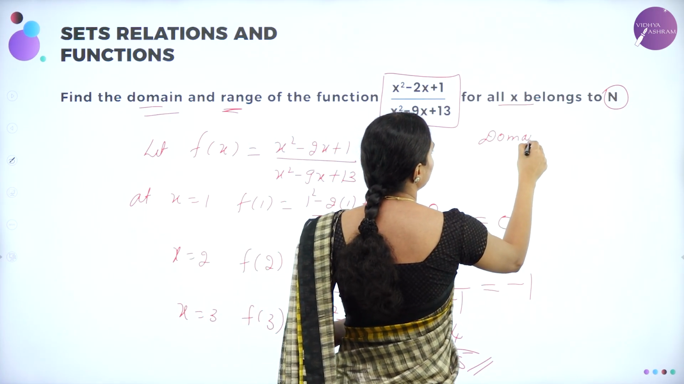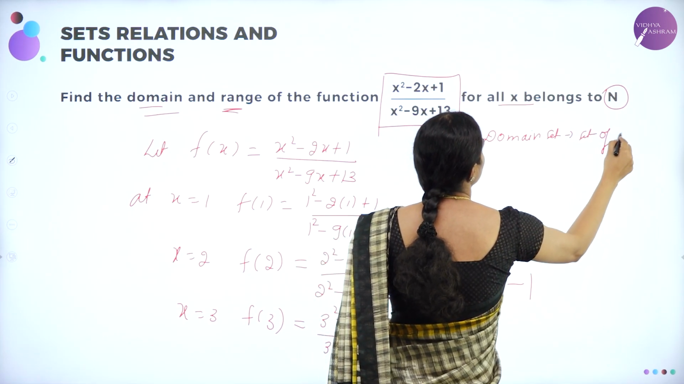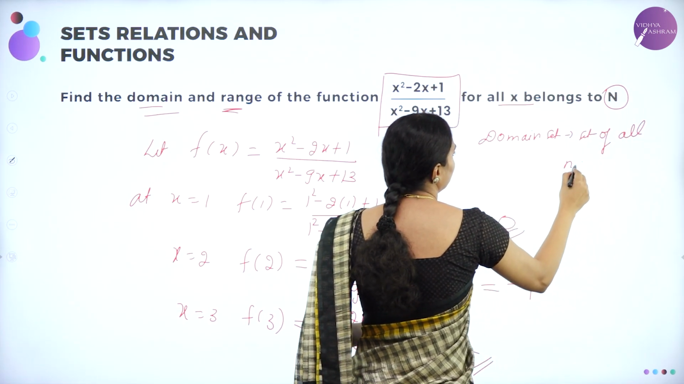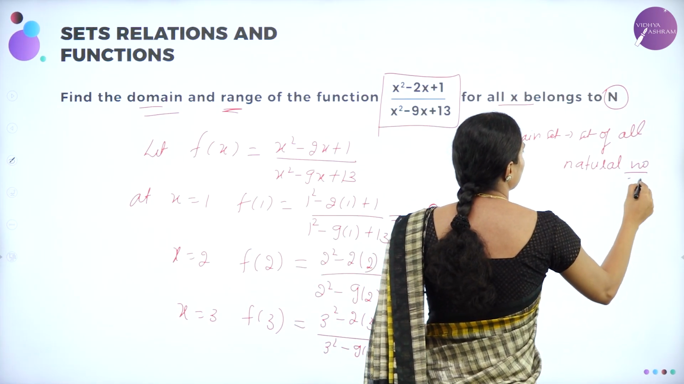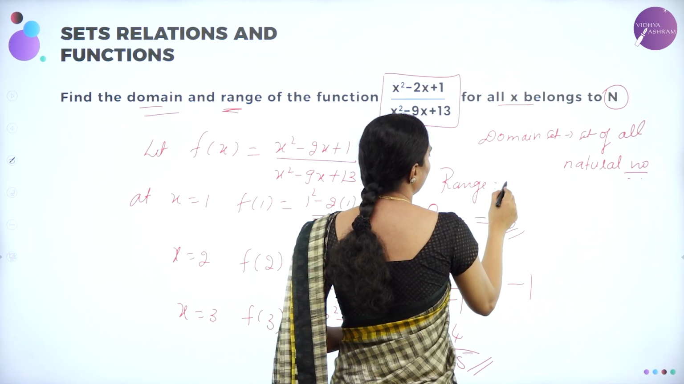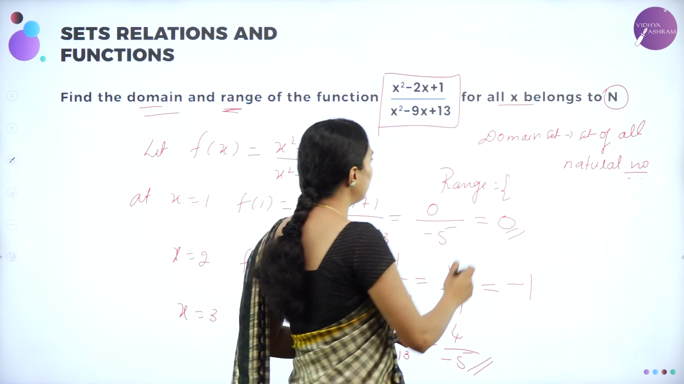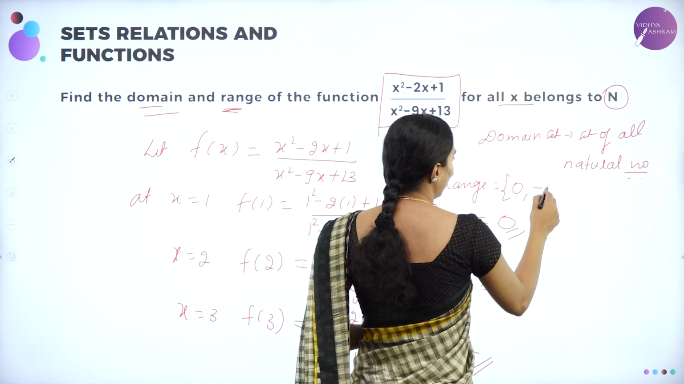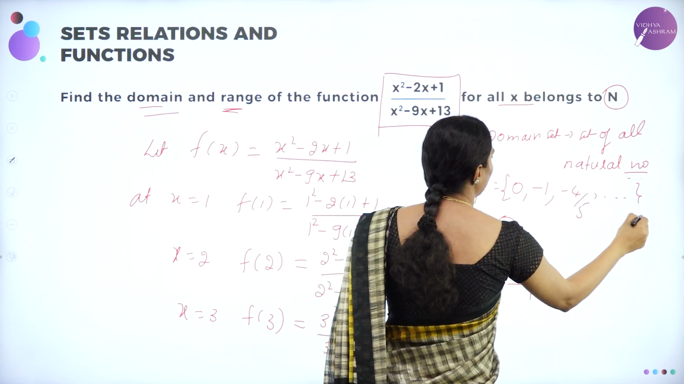Domain set is nothing but the set of all natural numbers, and range is nothing but whatever values we found for the function f of x. The first value was 0, the next value was minus 1, the third value is minus 4 by 5, and the fourth value will continue as well.